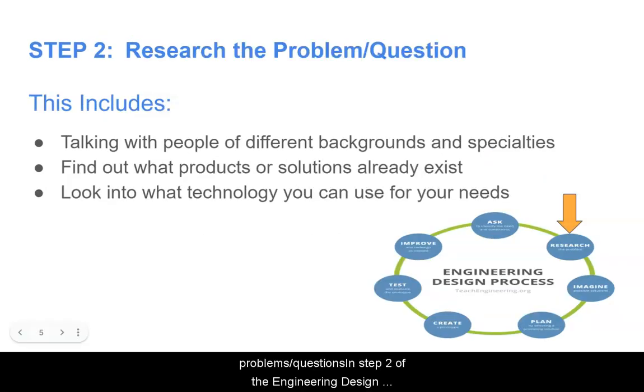Step 2. Research the problems or questions. In Step 2 of the engineering design process, individuals will go through finding the answers posed in Step 1. This may include asking experts, gathering needed technology and supplies, looking into familiar previously designed projects. All of this information will lead to creating the best design for the project later on.